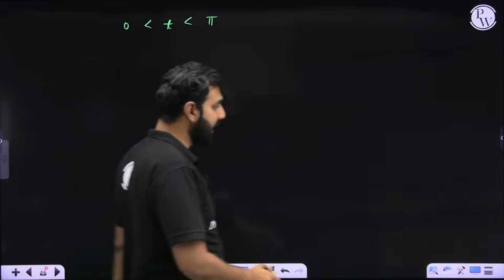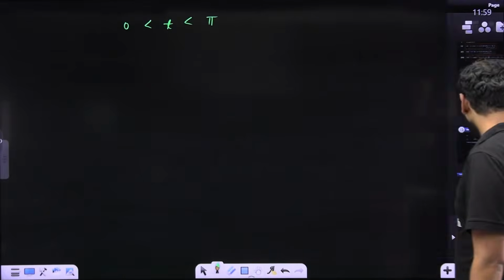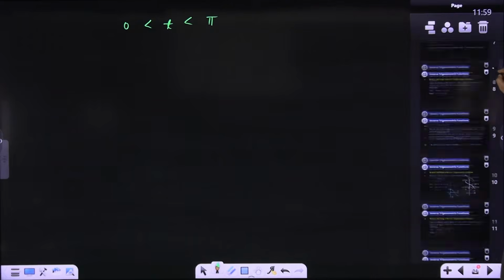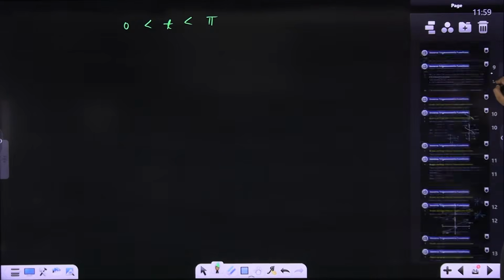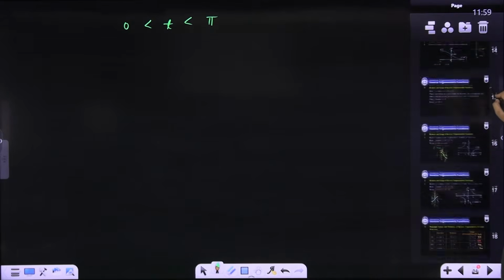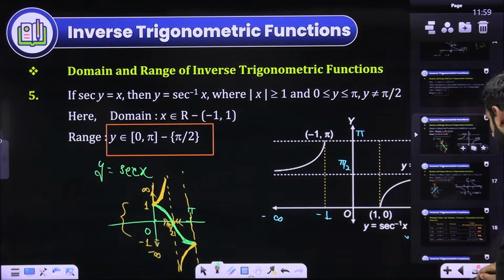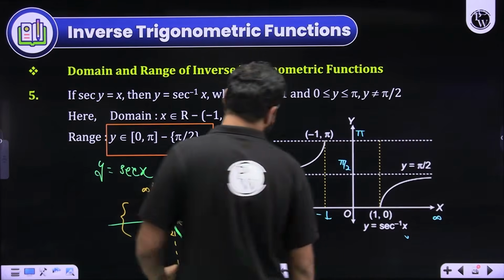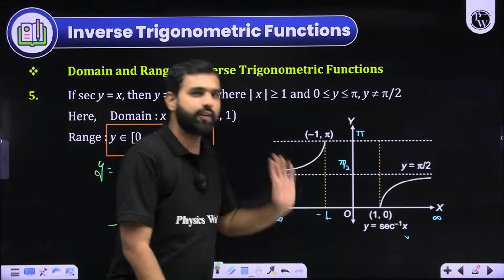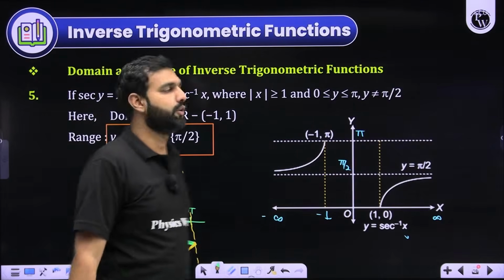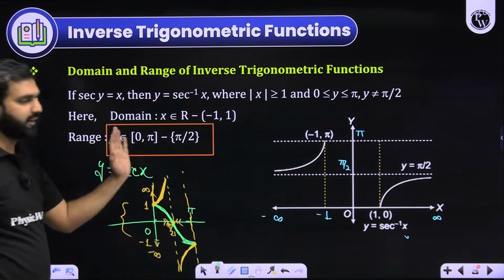If you have forgotten it, I'll show the graph again to you. I'll go back to this particular slide where we had a discussion on sec inverse x. Let me just show this graph so that you get a complete and perfect clarity on sec inverse x. I think this is the graph of sec inverse x. Yes. So I hope you know that sec inverse x lies between 0 to pi when it comes to its range, and it does not include pi by 2. Do you remember that? As we have already discussed.